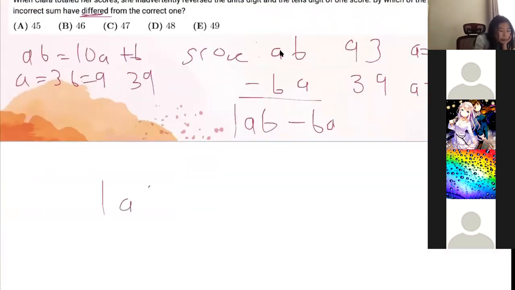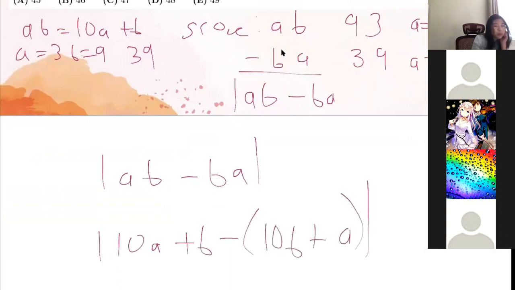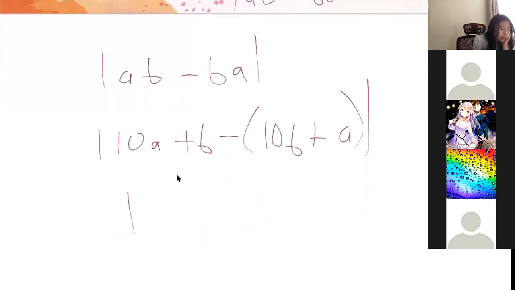So we have AB minus BA. And we know the tens place is worth 10. So AB would really just be 10A plus B. And then BA would just be 10B plus A. Right? So the BA doesn't signify multiplication. It just signifies that B is the first digit, A is the second digit. And then this is 9A. We just evaluate this minus 9B. This is 9 times A minus B.